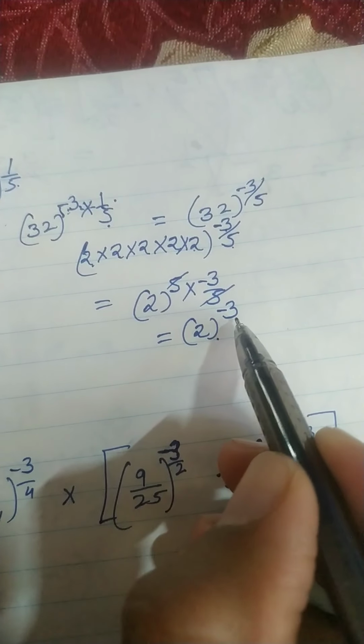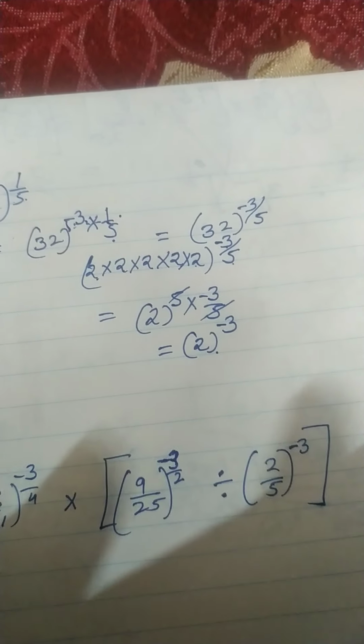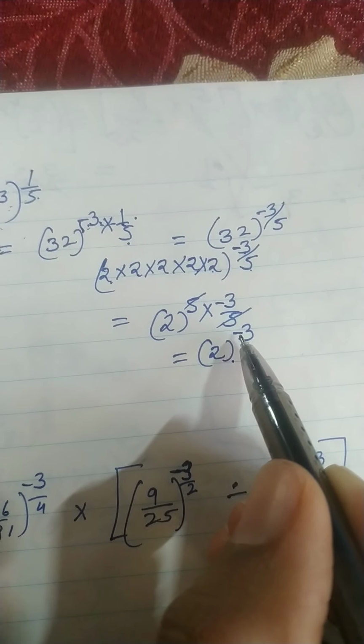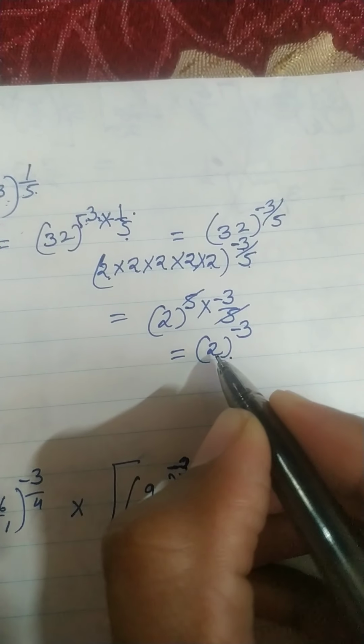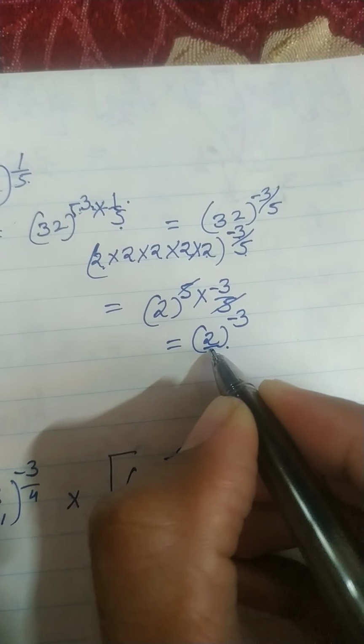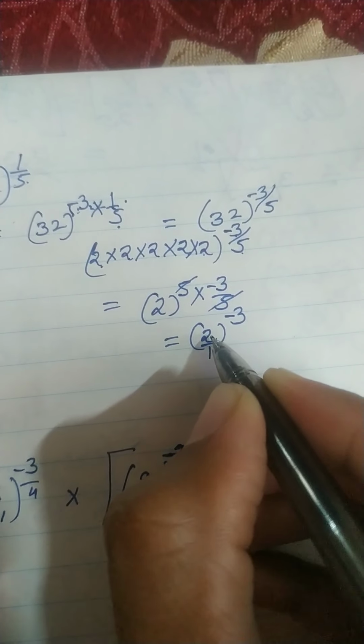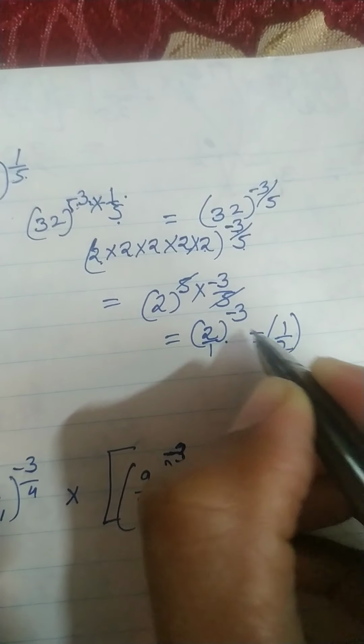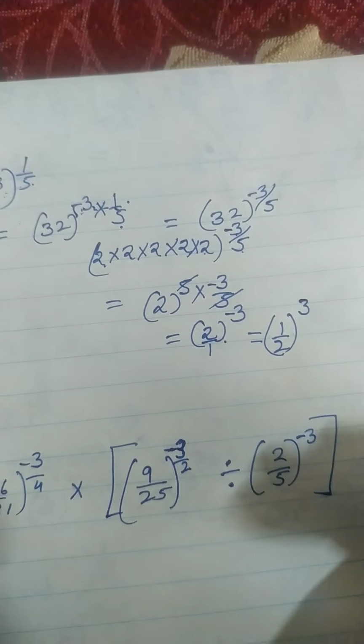Now 2 cannot be written minus 3 times. We can write 2 only 3 times. So we have to remove this negative sign. How can we remove negativity of power? By taking the reciprocal of the term. 2 is 2 over 1, so the reciprocal of this will be 1 over 2 and the minus will be removed.